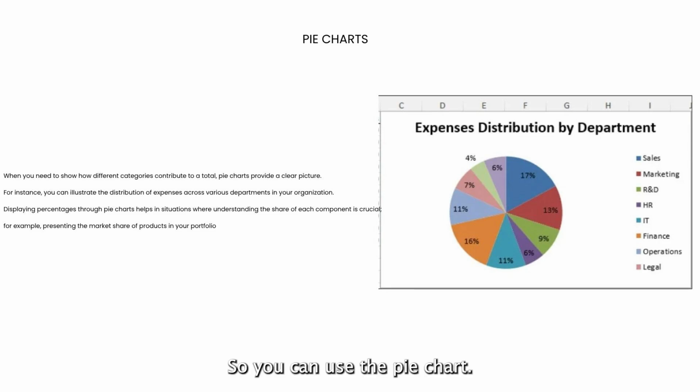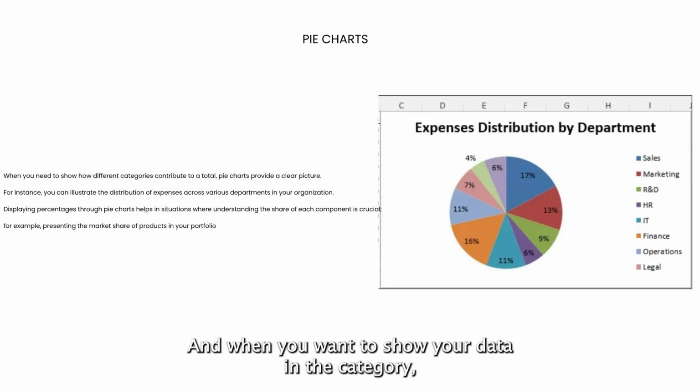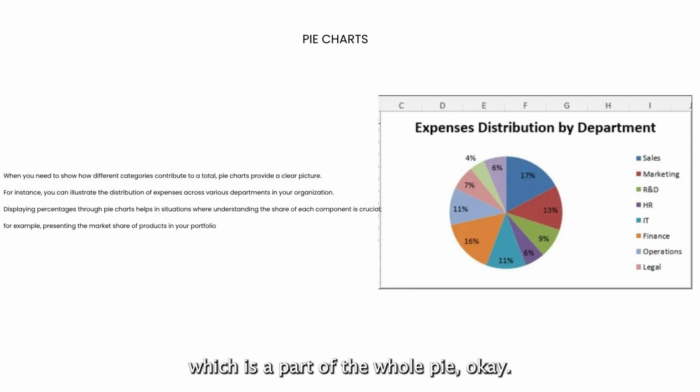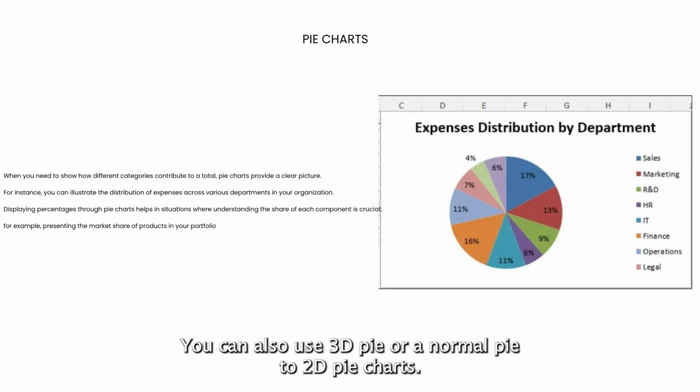So you can use the pie chart when you have only one data series. When values in your data are negative also you can use it at that time. And when you want to show your data in categories which are parts of the whole pie. So you can use that. You can also use a 3D pie or a normal 2D pie charts.